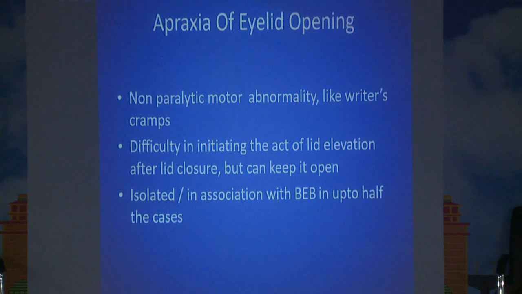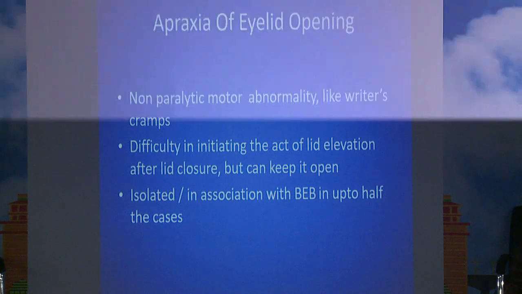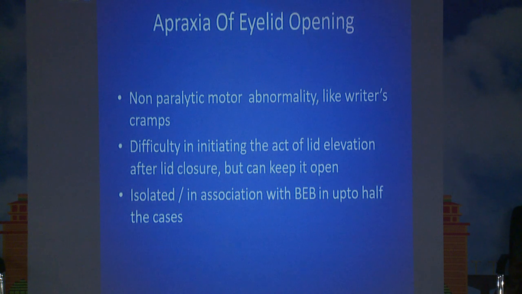Apraxia. What is apraxia? It is a non-paralytic motor abnormality. It's like writer's cramps. In writer's cramps, the person's hands, muscles, nerves, joints, everything is normal, but a person who was earlier able to write is unable to do writing, or even simple drawings are difficult. It has a difficulty in initiating the act of lid elevation after lid closure, but they can keep it open, like in that short video clip. It can be isolated or in association with BEB in up to half the cases.